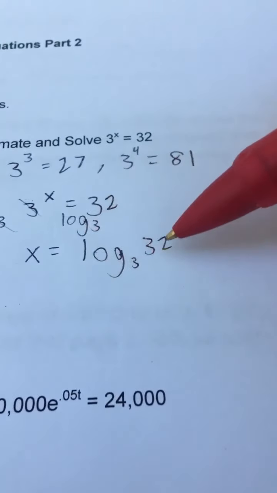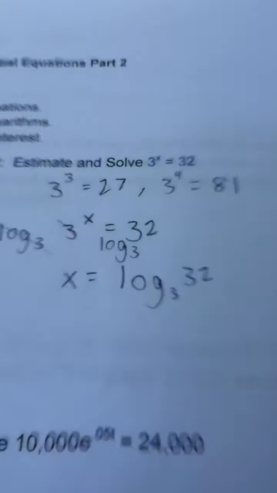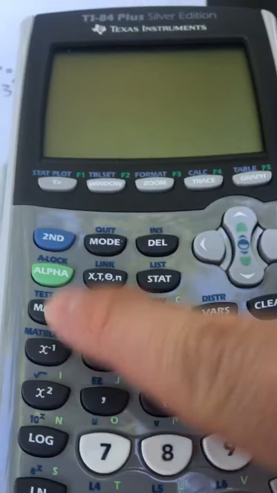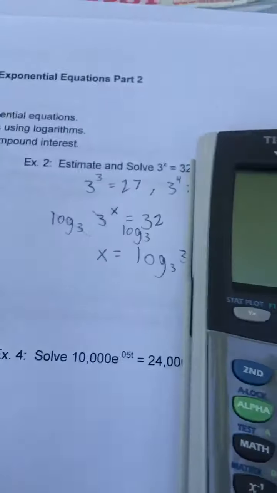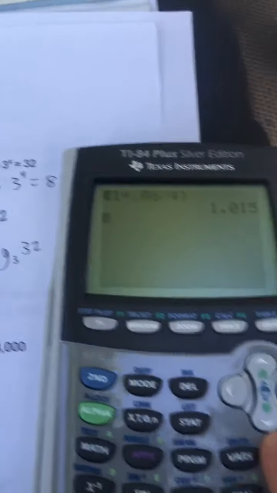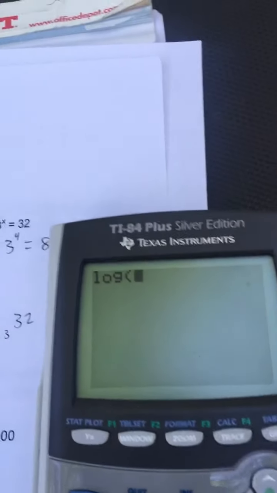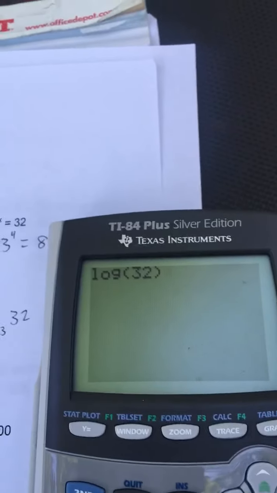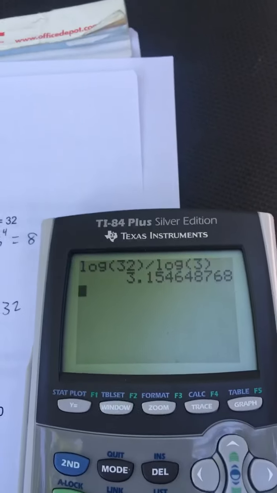I need to type that in my calculator. Now remember, if you have a newer calculator, to type log base 3 of 32, you could just hit the math button and then scroll down to where it says log base. You can type it in just like that. If you have an older calculator, you would have to use that change of base formula we talked about last week. You would have to type log of 32, close the parentheses, divided by log of 3 in order to get that exact answer.